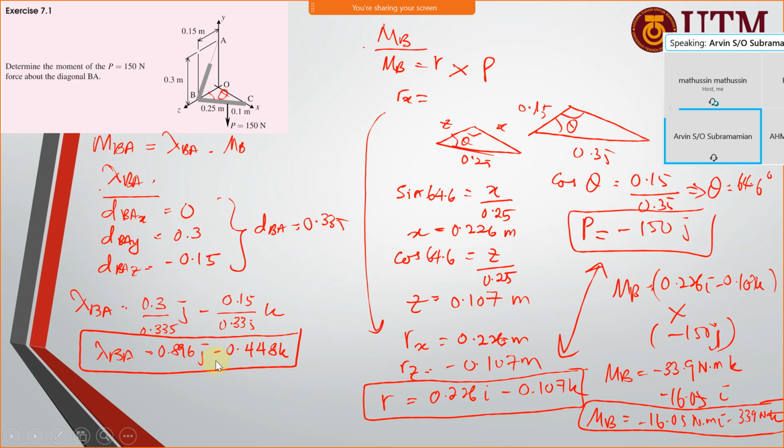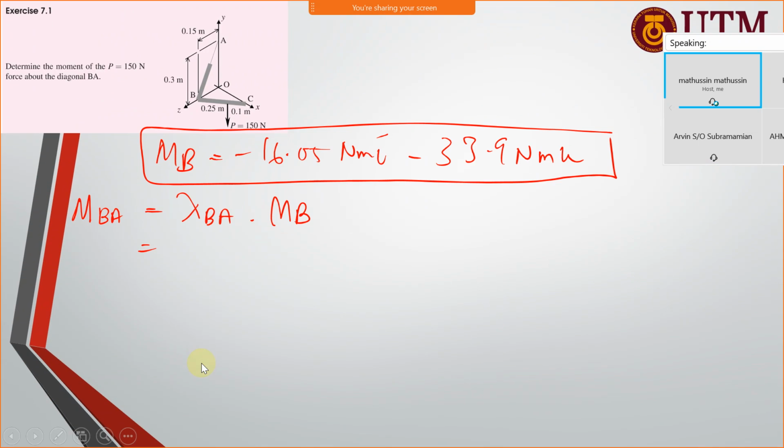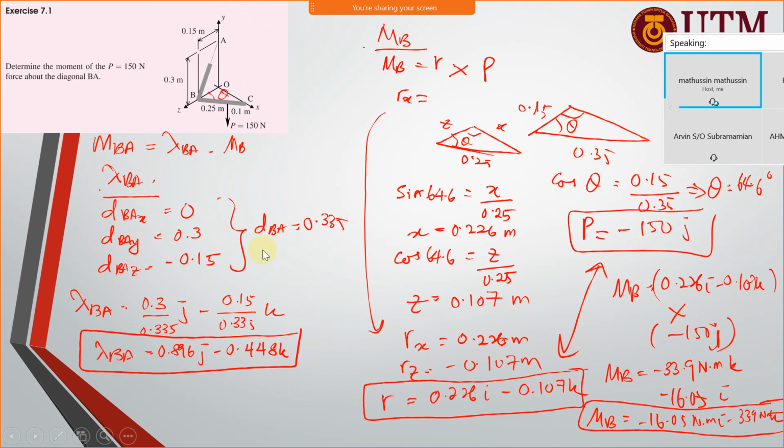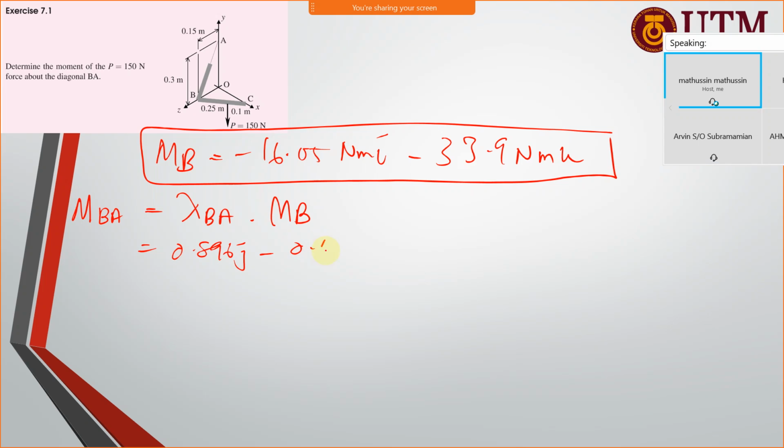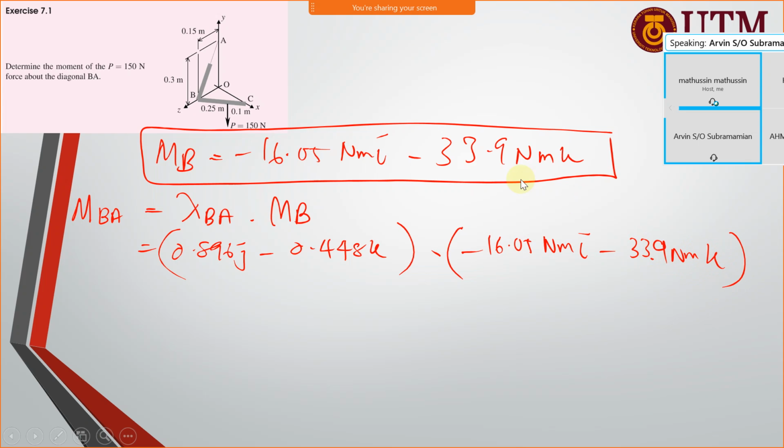Lambda BA kita adalah 0.896j tolak 0.448k, dot with negatif 16.05 Newton meter i tolak 33.9 Newton meter k. Okay, j dot i is 0, j dot k is 0, k dot i is 0, k dot k is 1. Betul? So negatif darab negatif dan positif.